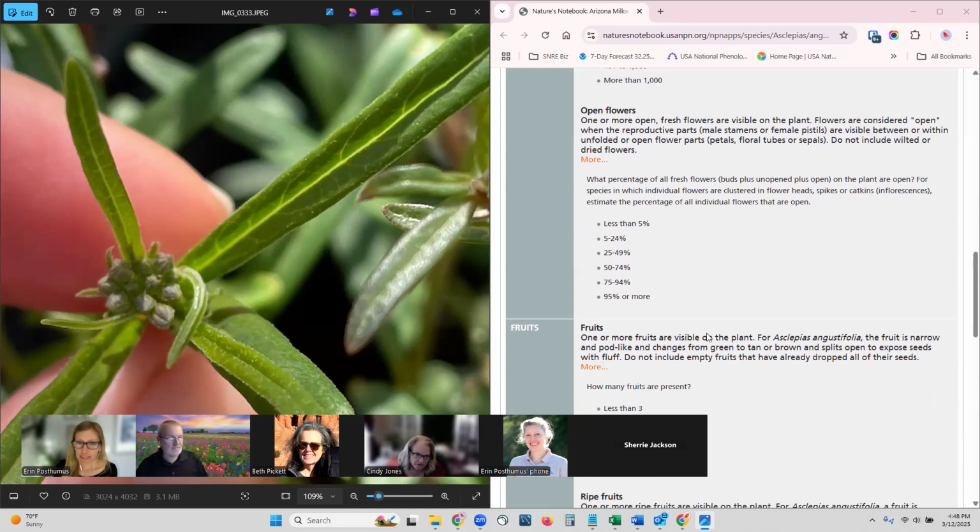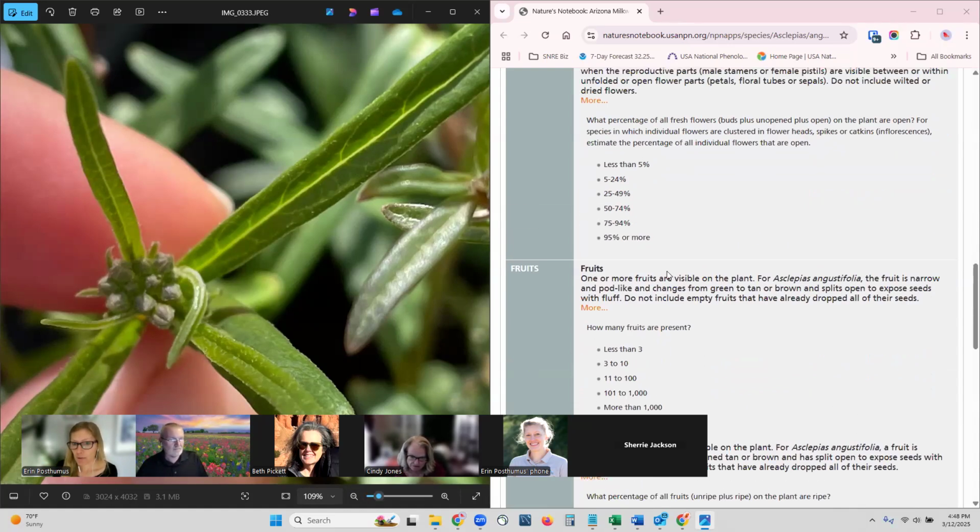Okay, so what about this next one, which is about fruits. One or more fruits are visible on the plant. And this is where, for fruits, we give you what we call a species-specific definition. For this particular plant, what do the fruit actually look like? And so it says, for this Asclepias angustifolia, the fruit is narrow and pod-like and changes from green to tan or brown and splits open to expose seeds with fluff. So it's very descriptive. It tells you exactly what you should be looking for there. So for your Texas species, or wherever you may be, it'll have your species-specific definition for fruits in all those cases. So let's look and see.